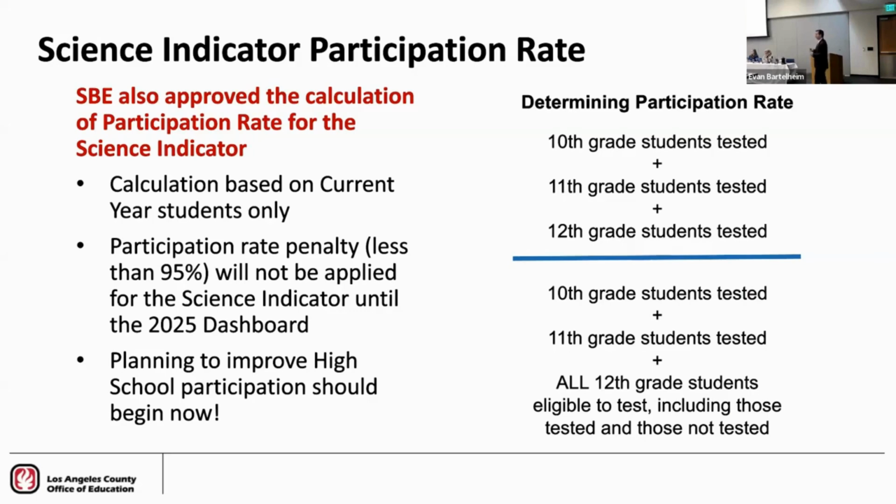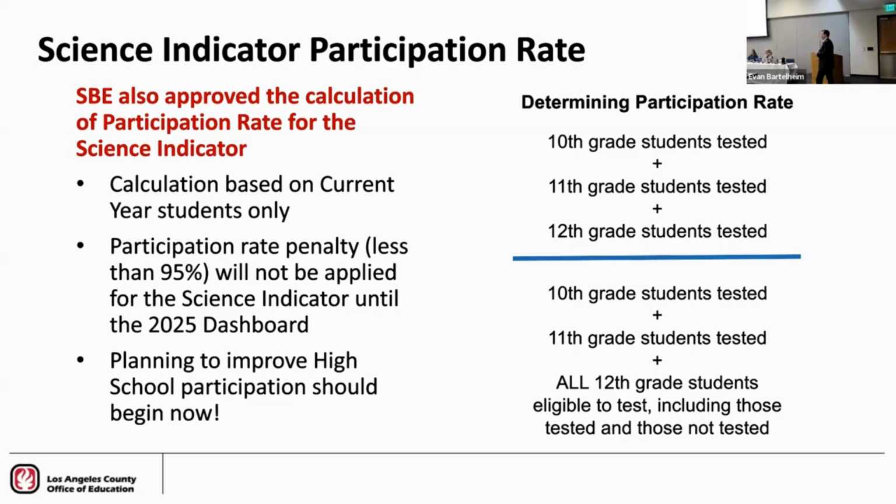This is a calculation that's based on current year students only, right? So it's not a cohort. And I hope everybody online can hear us. We've had those internet problems with Verizon. But the participation rate, and I have the calculation on the right of the slide here.